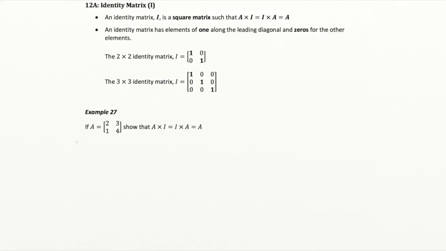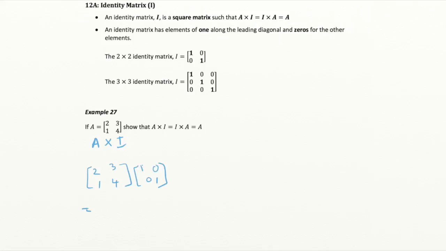So example 27. If A is equal to this matrix, show that A times I is the same as I times A, which is the same as A. So pretty much I have to do all of these calculations and prove that it's the exact same. First of all, I'm going to do A times I. So this is my matrix here, and the identity, which is a 2 by 2, is the one that I'd be using, 1, 0, 0, 1.